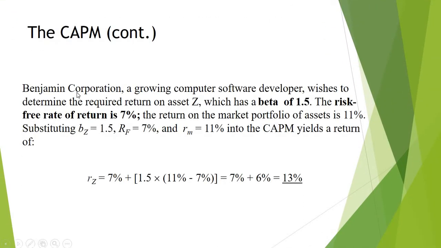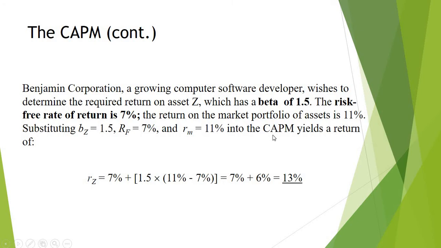There is an example of the capital asset pricing model, and using it, we can find out the required rate of return of Benjamin Corporation. Benjamin Corporation has a beta of 1.5, the risk-free rate of return is 7%, and the market return on the portfolio of assets is 11%.